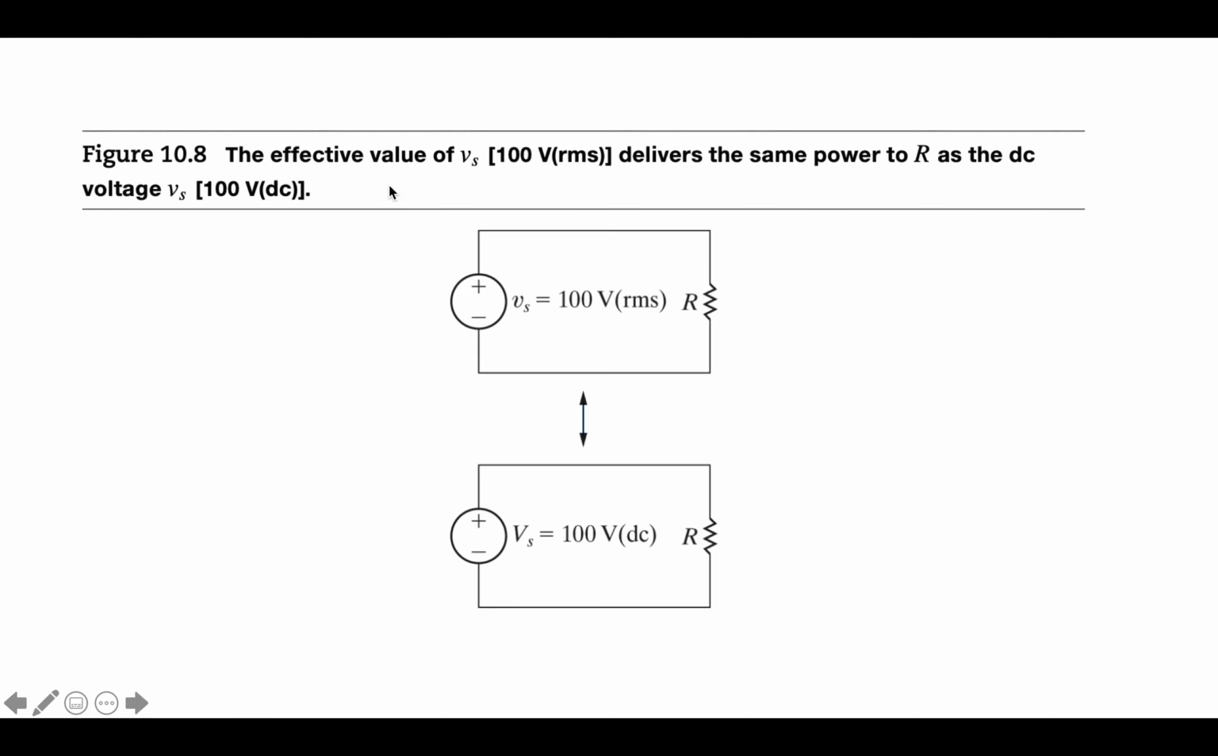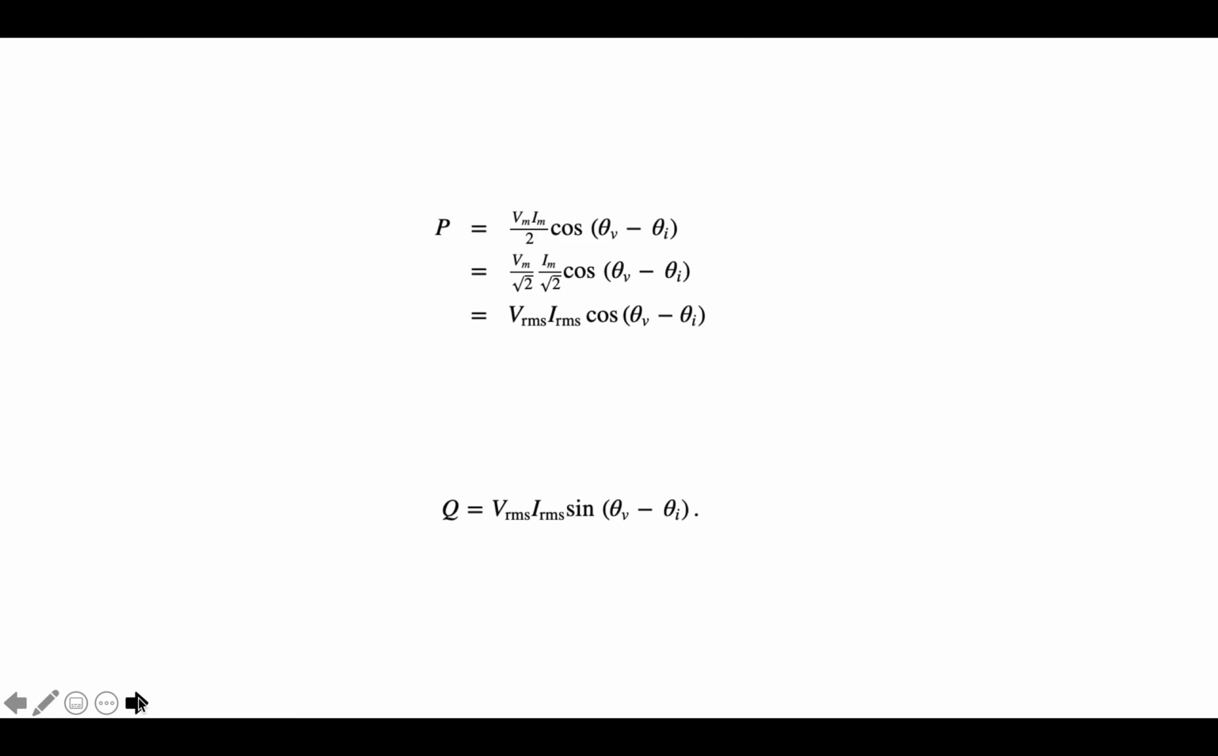All right, so as we know, the effective value of V sub S delivers the same power to the resistor as the DC voltage. So it would be like, to use RMS, we replaced it with a DC source as far as average power is concerned.